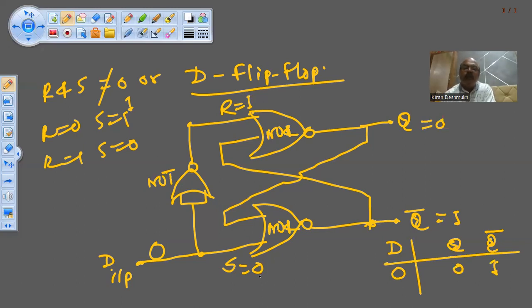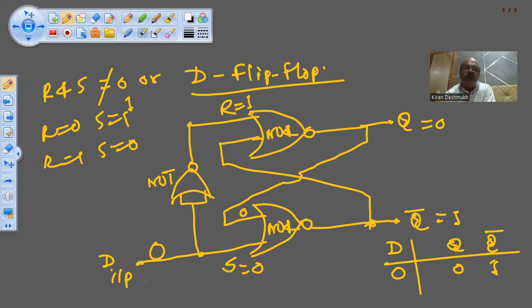Okay, we can prove that, or we have already proved it. If R is 1, Q bar will be 0, that we know. If one input to the NOR gate is 1, its output will be 0. So this is 0. Both S is 0, this is 0, so it will be 1 here, naturally. So Q bar will be 1.